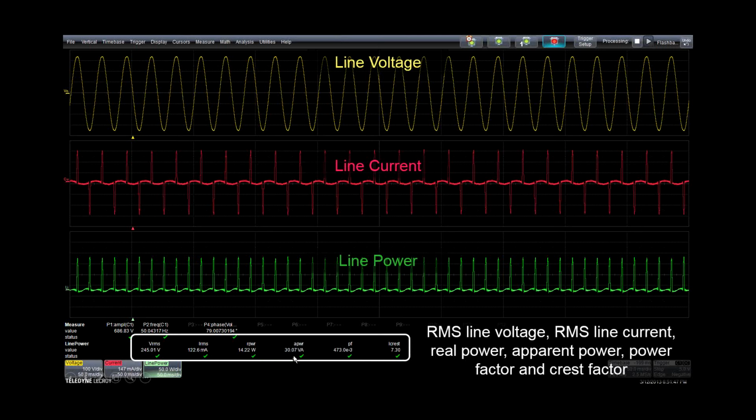So the interesting thing here is the real power and apparent power are different by almost a factor of 2, and the ratio of these is what gives us the power factor, and that's why we have this power factor around 0.5. And this is really driven by the fact that we have just this pulsed current.